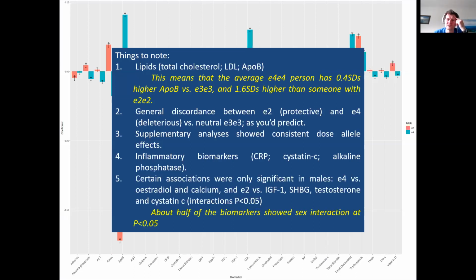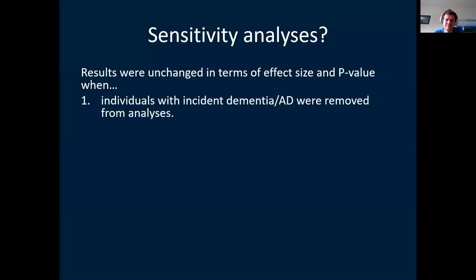There are also loads of instances where there was sex interaction between ApoE genotype, sex, and biomarker values. Around about half of the biomarkers showed sex interaction at nominally statistically significant levels, and those survived correction for false discovery rates, so multiple correction as well. So there's a number of instances of sex-specific ApoE associations where the effects are bigger in males or females.